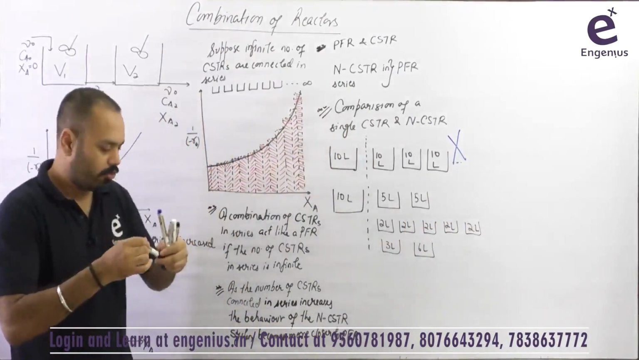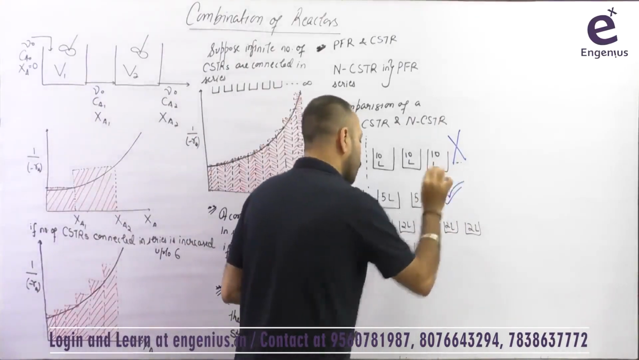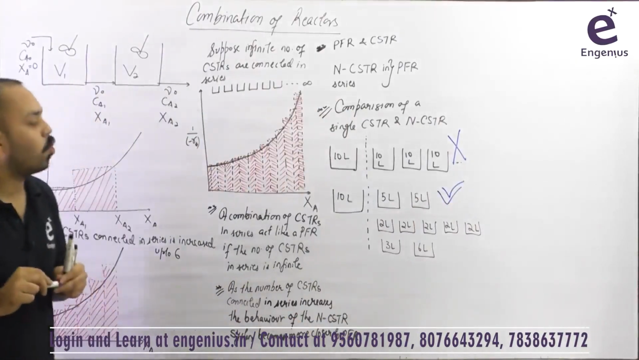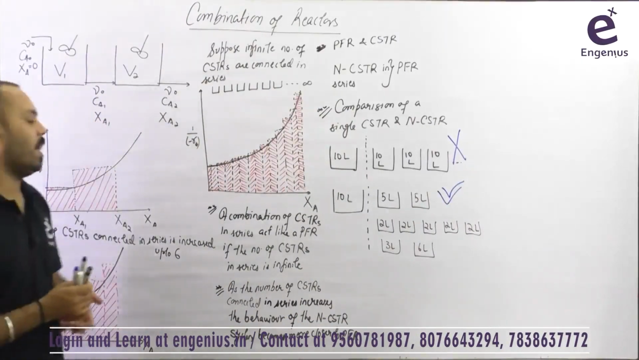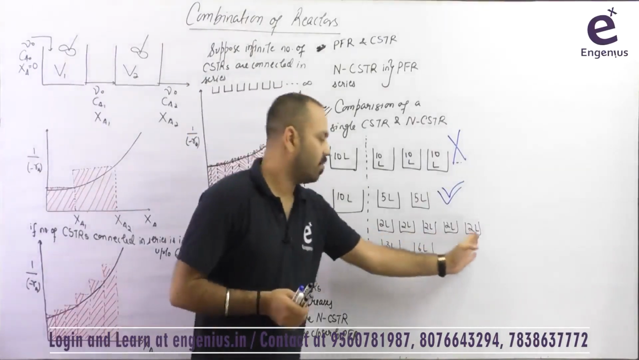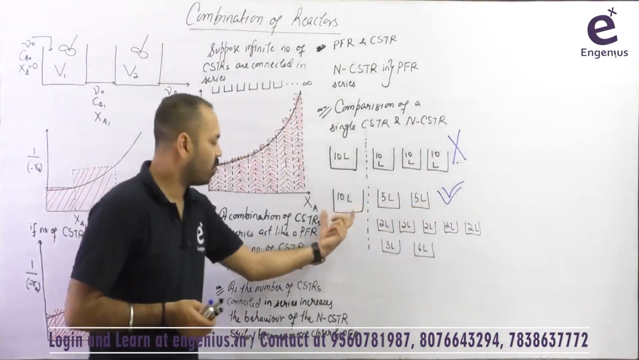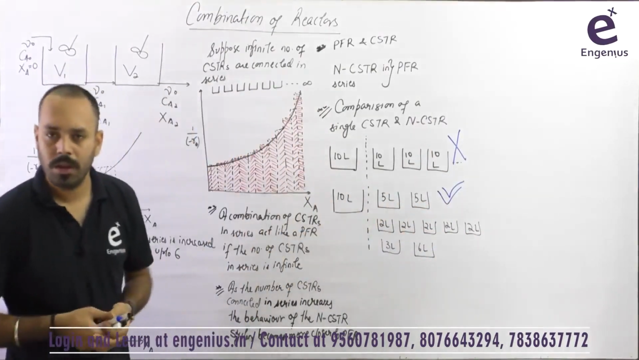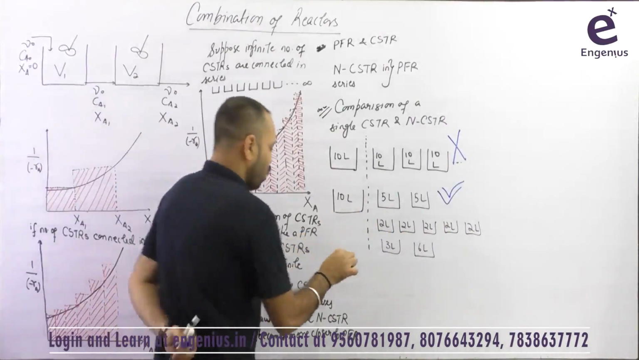Don't do that. We are doing a comparison of a single CSTR and multiple CSTRs connected in series such that their total volume remains the same. Getting my point? Now I am saying that when CSTRs are connected in series, their behavior is closer to PFR as compared to a single CSTR of the same total volume. I hope the idea is clear. And let me write this point also.